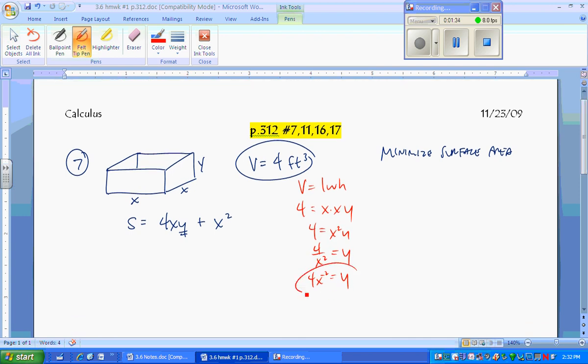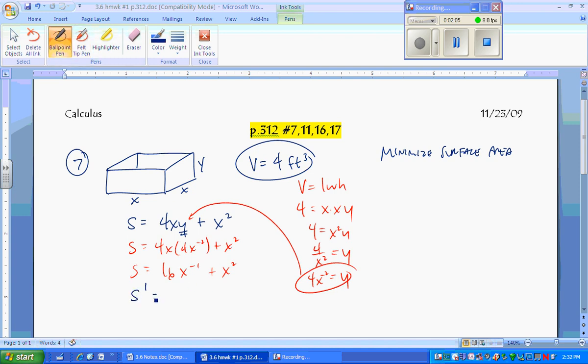So we can substitute that in place of y into our surface area equation. So 4x times 4x to the negative second plus x squared. A little simplification here, we get 16 times x to the negative 1, because when we multiply these two, we add their exponents. We get 16x to the negative first plus x squared. Now that we have that in terms of one variable on the right side, we can take the derivative of the surface area. And we get negative 16 times x to the negative second plus 2x.